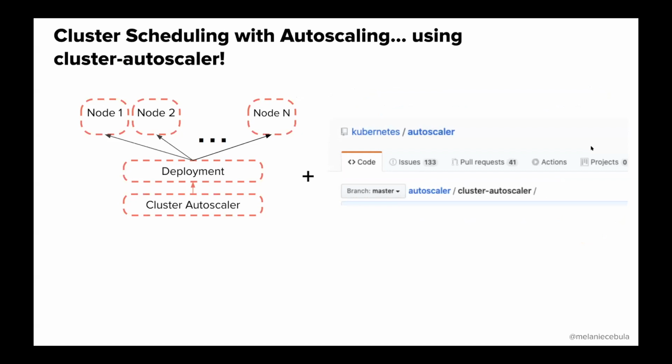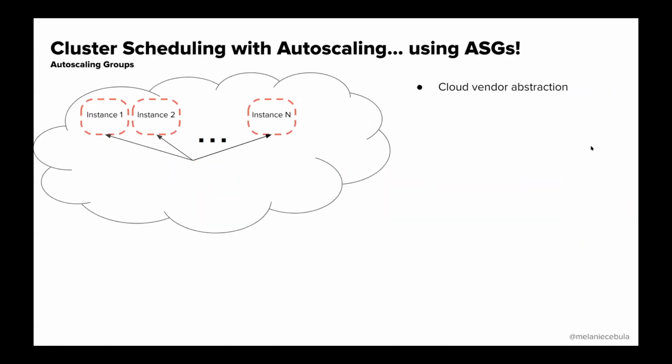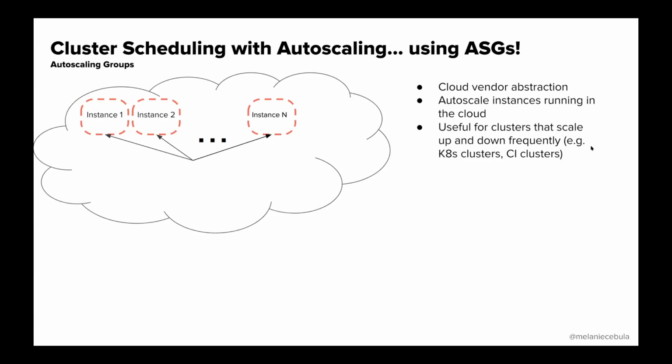So the question is, how do you actually implement something like this? For us, you're able to use Kubernetes/autoscaler, the cluster autoscaler project, which supports this, but we kind of have to bridge the gap for how we implement this with our cloud vendor. For us, we use AWS, and in AWS, you have EC2 instances, and the way that you autoscale EC2 instances in Amazon is with ASGs, or autoscaling groups. So we need to bridge the gap between this cloud vendor abstraction and this Kubernetes concept. We want to autoscale instances running in the cloud, which happen to be Kubernetes nodes.